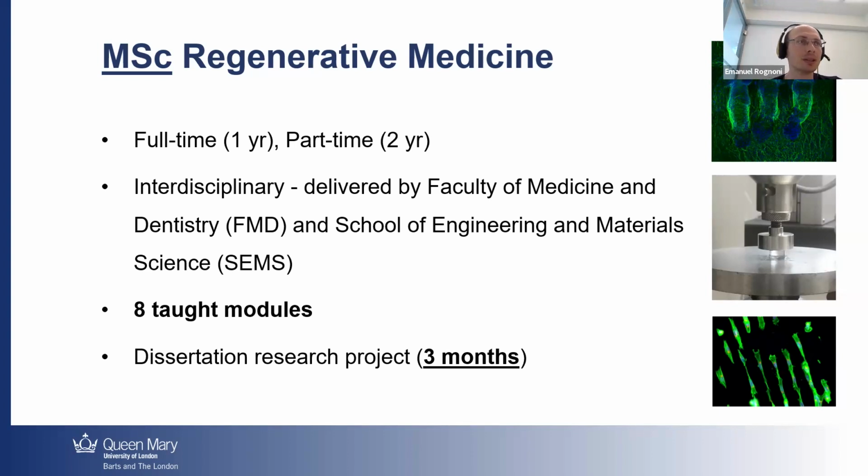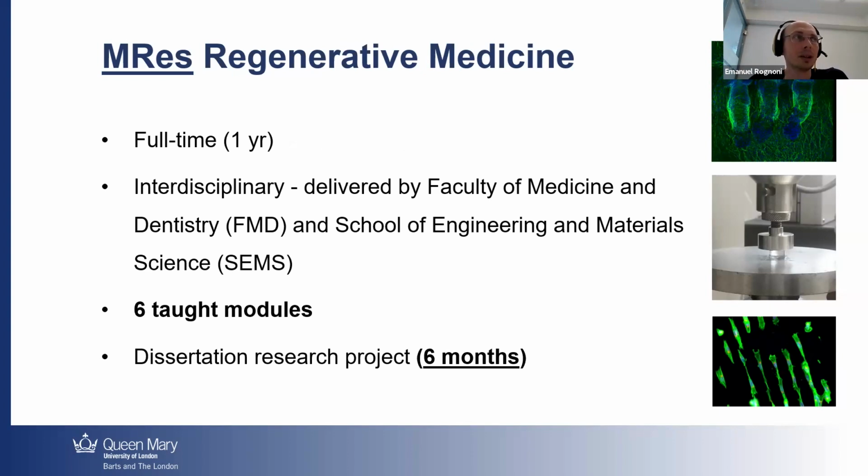and then at the end, there is a dissertation research project that lasts 3 months. So this course has been running now for several years, and very recently, we have established another option for this regenerative medicine course, and this is the MRes in regenerative medicine. Again, this is currently offered for the first time this year as a full-time option. And we have developed this course because a lot of our research students on previous courses wanted to have a longer research project, giving them more experience in a lab setting. So again, the course structure is very similar, and we'll highlight this in a minute, but again, it's highly interdisciplinary. It involves both faculties, but the difference to the MSc course is that it only has 6 taught modules, and then it expands the research project up to 6 months in length.